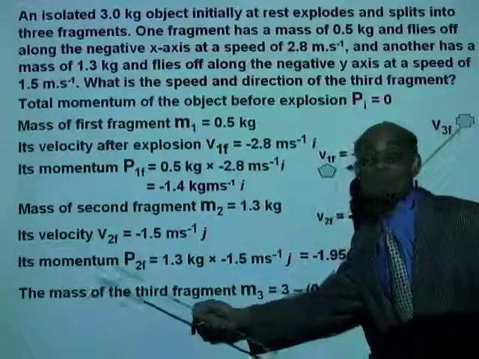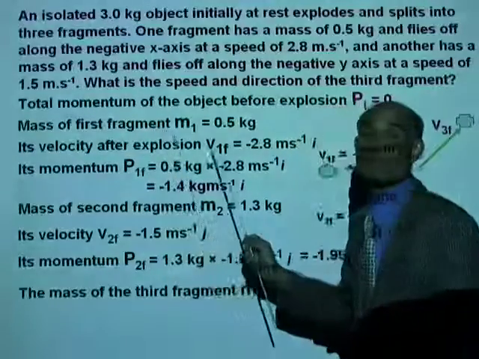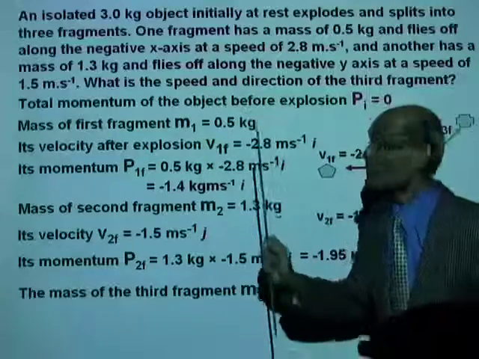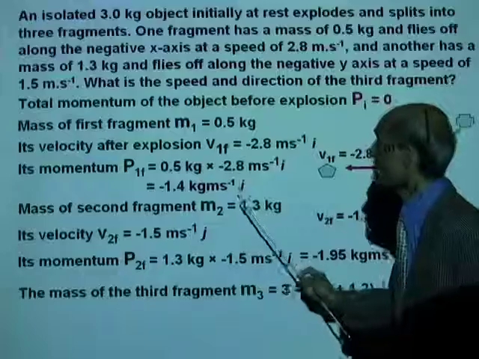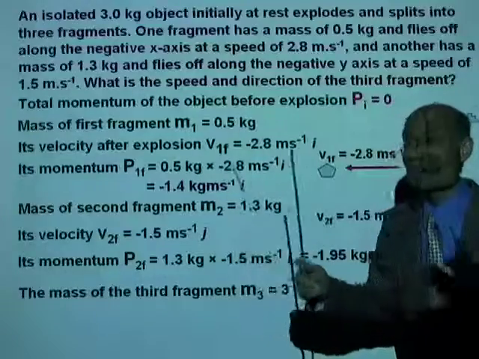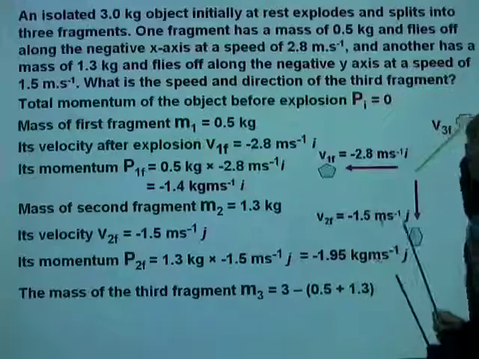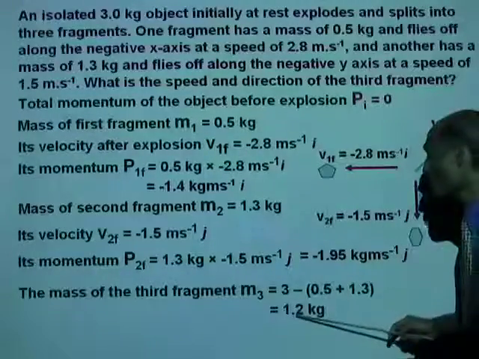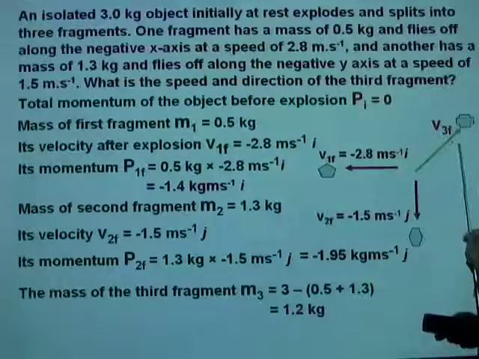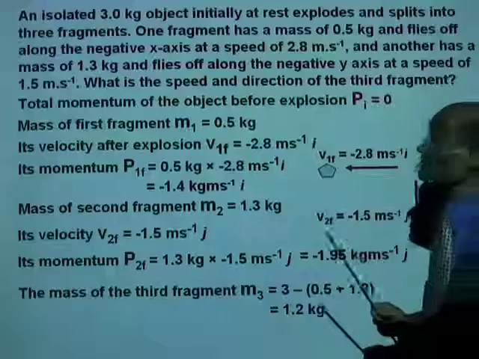What is the mass of the third fragment? The total mass before explosion is 3 kilogram. Out of that, the mass of the first fragment is 0.5 kilogram. The mass of the second fragment is 1.3 kilogram. Therefore, the mass of the remaining must be 3 minus the sum of the masses of the first two pieces. That will be 1.2 kilogram. So, the mass of the third fragment is 1.2 kilogram and its velocity is v3f.